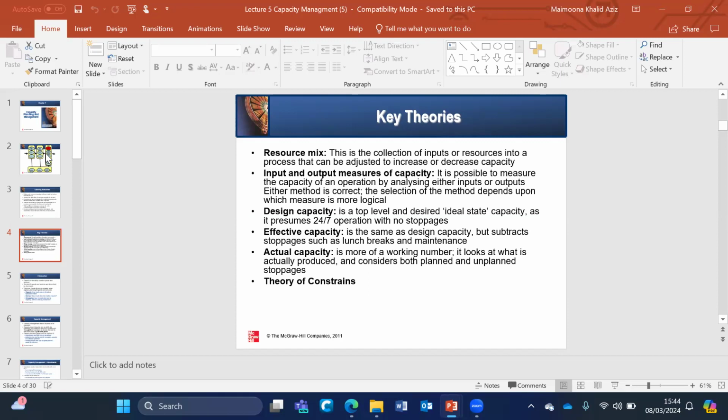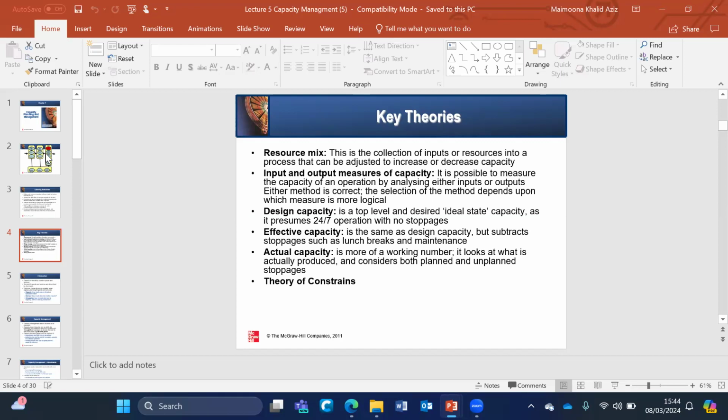And then there's something called design capacity. This is the top level desired ideal state capacity, as it presumes 24/7 operations with no stoppages. So this does not count any breaks that the employees might need, any lunches, any maintenance time. It is the ideal time that the top level desires them to work.